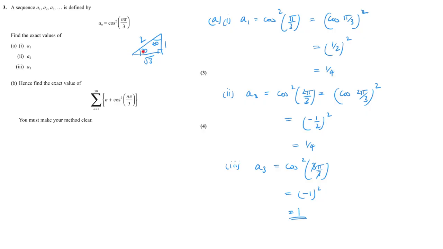Cos 30 is root 3 over 2, cos 60 is 1 over 2. Tan 30 is 1 over root 3, which you can rationalize. Tan of 60 is just root 3. So that's how it works.